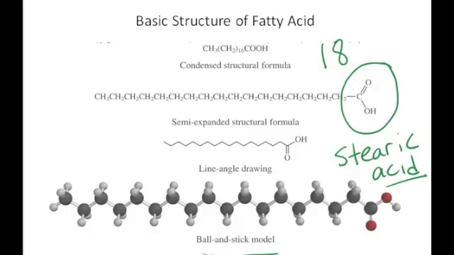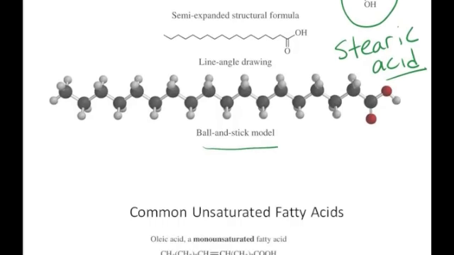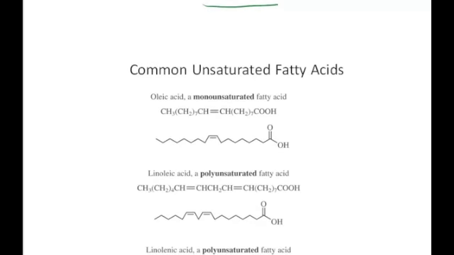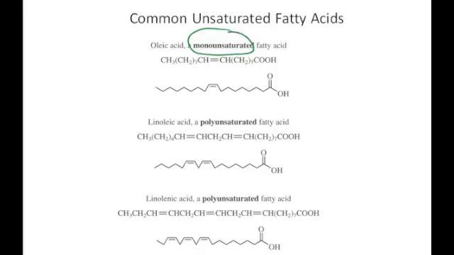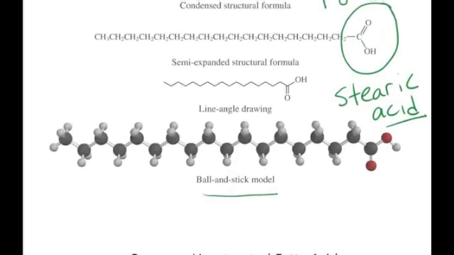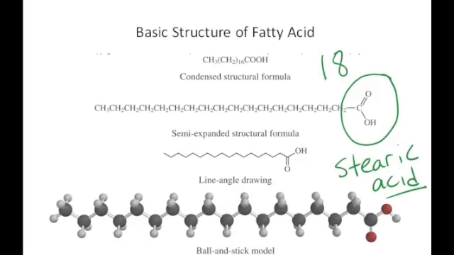Let's see here. So that's the basic structure of fatty acid, which you should have already discovered. Some common unsaturated fatty acids that are found in foods and in the body are oleic acid. It is a monounsaturated acid, whereas stearic acid is a saturated fatty acid. Stearic acid is, let's put it over here, saturated.